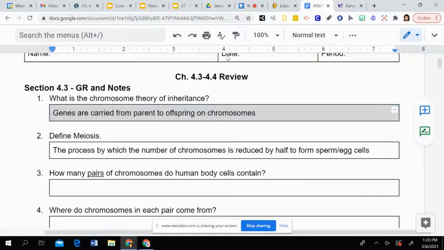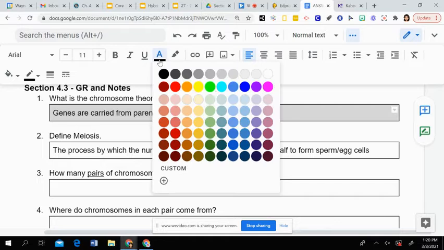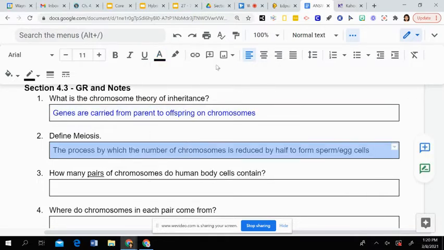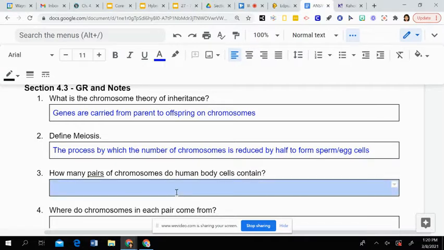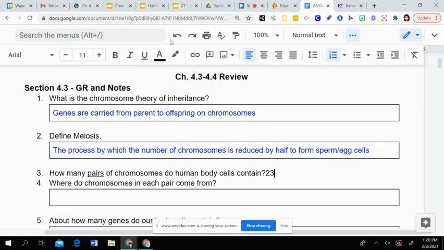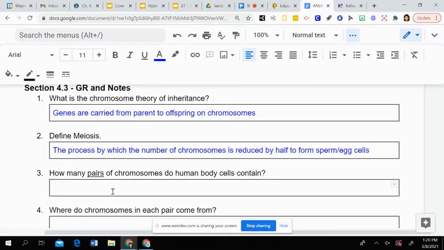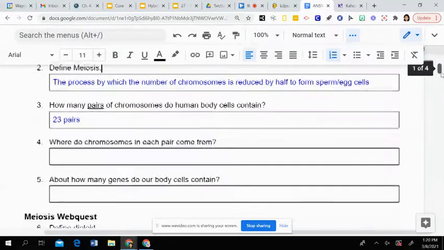All right. How many pairs of chromosomes do human body cells contain? You're looking at the pairs. 23 pairs, okay? Make sure you understand if it says pairs or individual, you know the difference.